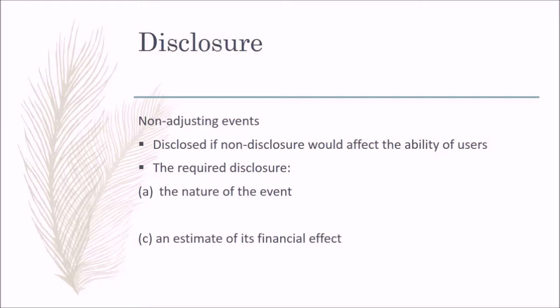The required disclosure is: A, the nature of the event, and B, an estimate of its financial effect or a statement that a reasonable estimate of the effect cannot be made.